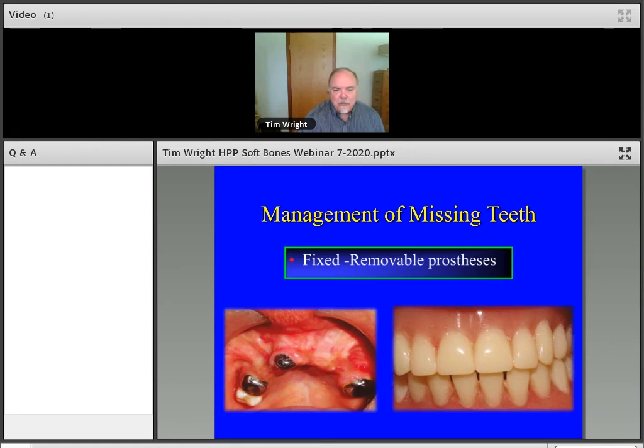How about replacement of teeth? There's fixed and removable prosthesis. Fixed would be like crowns and bridges, and removable would be like dentures, which may replace a couple of teeth, one tooth, or all the teeth. This is somebody who's had their teeth capped over, probably had a root canal in them, and then they put a denture over top. It's called an overdenture. So that's one way to manage missing teeth.